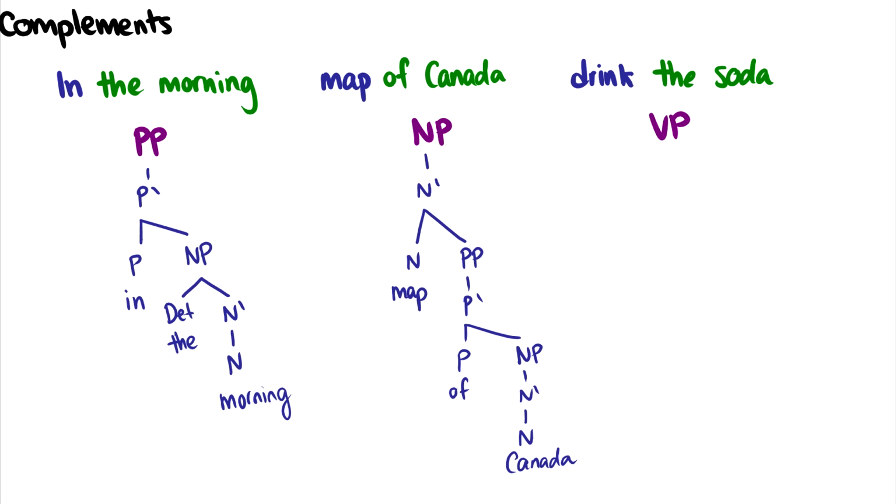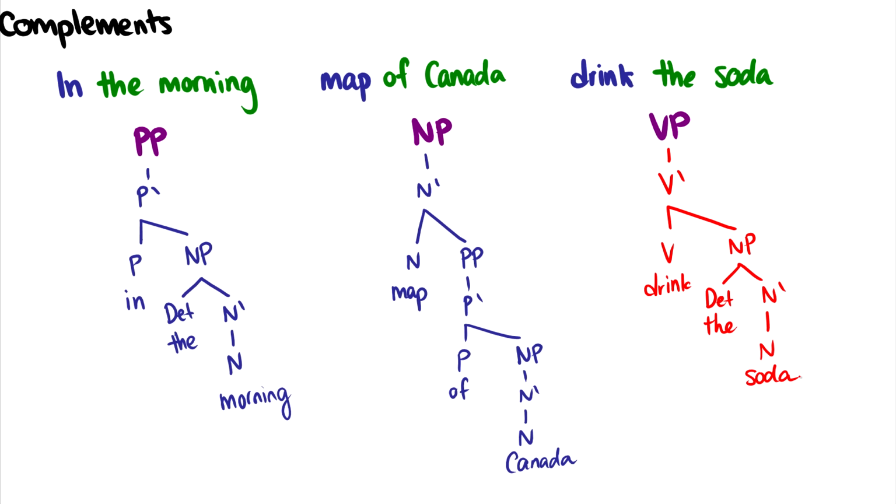Okay, drink the soda. So the soda is the complement of drink. Therefore, it will be the sister of drink and the daughter of the V-bar for the soda. And again, we've seen the soda, so the is the determiner. So it is the sister of N-bar, daughter of the NP, and then soda is, of course, the head of the noun phrase. So it is on the end node. So drink the soda. Those are complements.